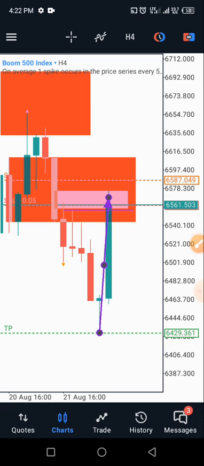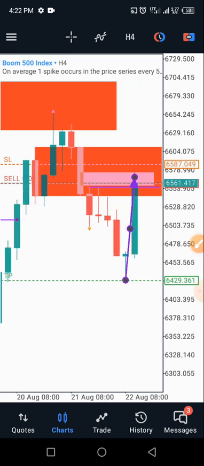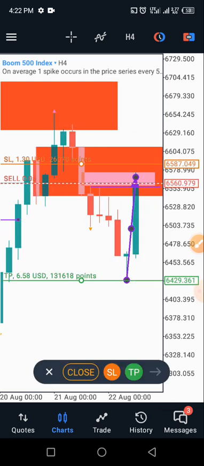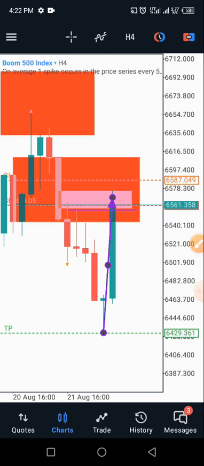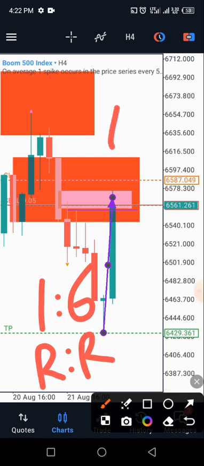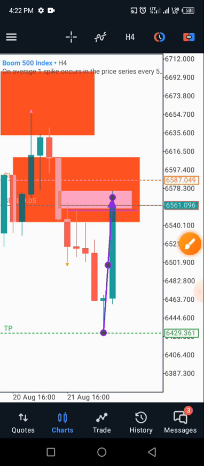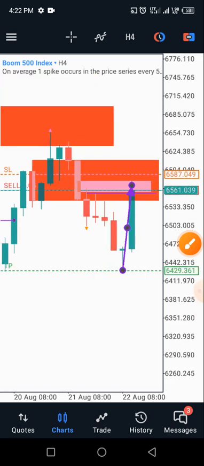Okay, so guys, definitely we expect this trade to play out, and if you check very well, you will notice that the risk to reward ratio is like 1 to 6. Okay, so for every $1 that we want to risk in this market, we'll be making like $6. So it's a good risk to reward ratio, guys. So I believe, guys, we've been able to know how to make use of this breaker block concept.